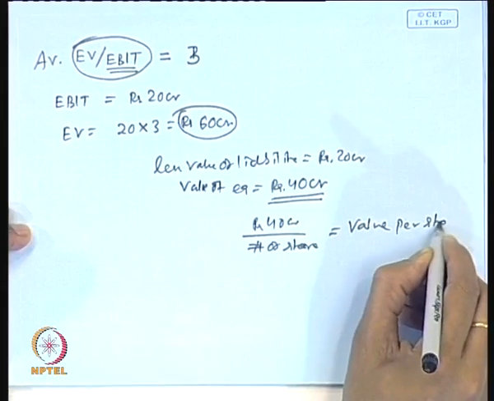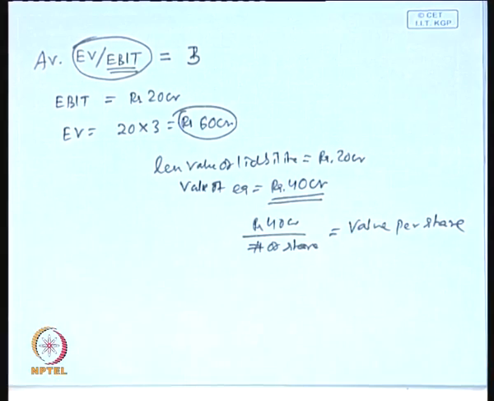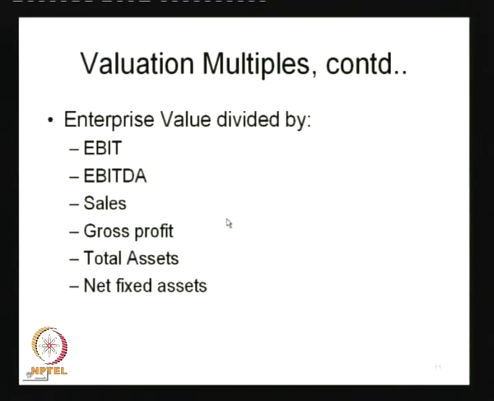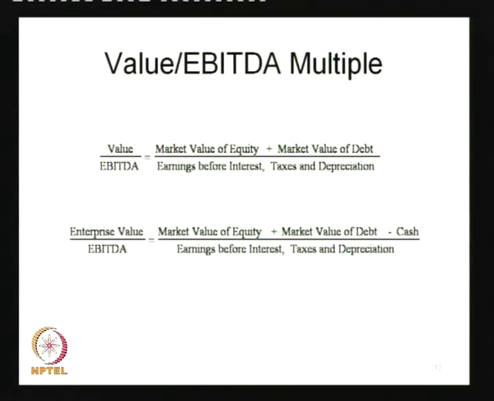So, this is the way to do it: you have an enterprise value multiple, then from the enterprise value multiple we get the enterprise value as such, and the enterprise value multiple can be with the help of EBIT, EBITDA, then we have sales, gross profit, total assets, net fixed assets, different multiples can be there. Then whatever is found out, the value of the target company in terms of enterprise value also can be found out. So, we can look at it here. The value in this case is market value of equity plus market value of debt divided by earnings before interest, tax, depreciation and amortization.